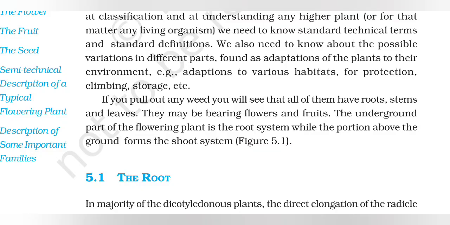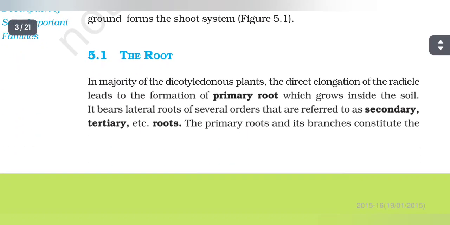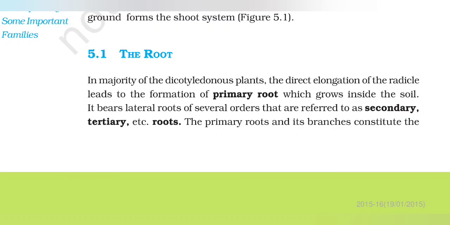If you pull out any weed, you will see that all of them have roots, stems and leaves. They may be bearing flowers and fruits. The underground part of the flowering plant is the root system, while the portion above the ground forms the shoot system. The root. In majority of the dicotyledonous plants, the direct elongation of the radicle leads to the formation of primary root, which grows inside the soil.